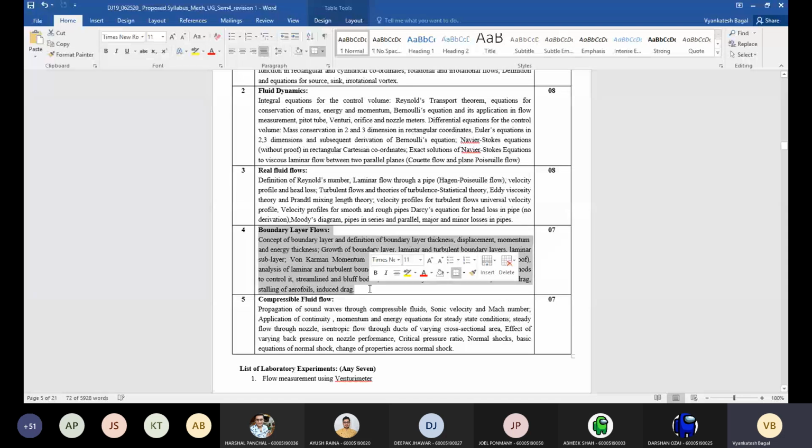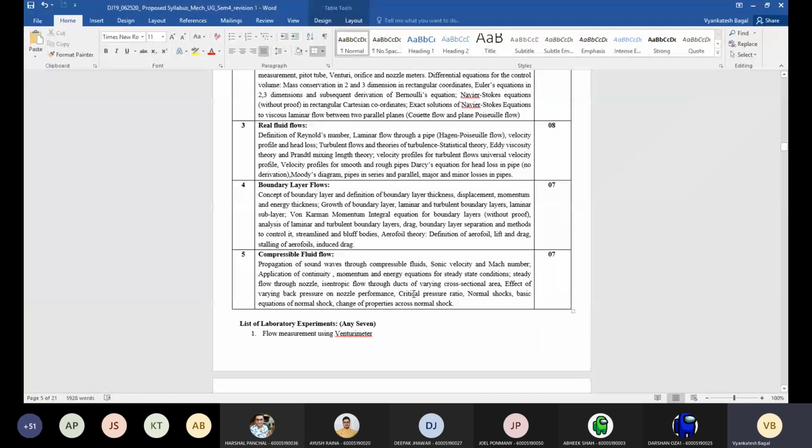So why the shape should be streamlined, how to make the body streamlined, why to make it that way only, why the profile should be like that, all that stuff. The theory behind the shapes we will study in this topic, boundary layer flows. So I'm supposed to cover it in 7 hours. Fine. Now the last topic, unit 5 or module 5, is totally devoted to compressible flow.